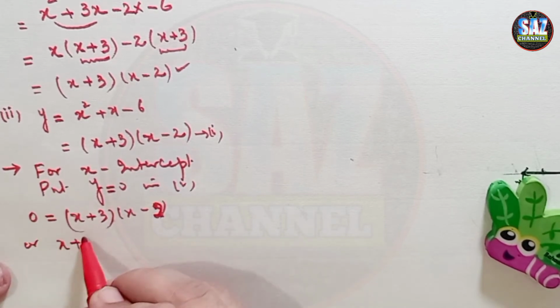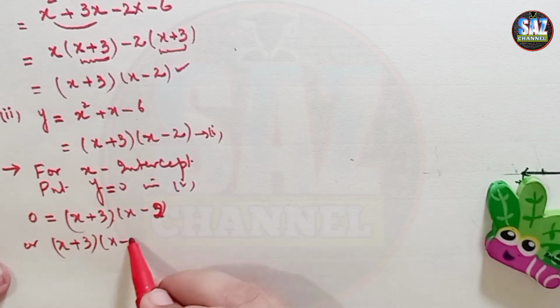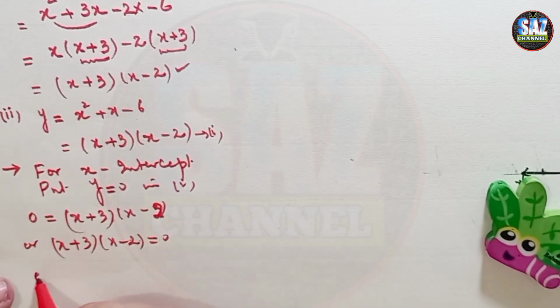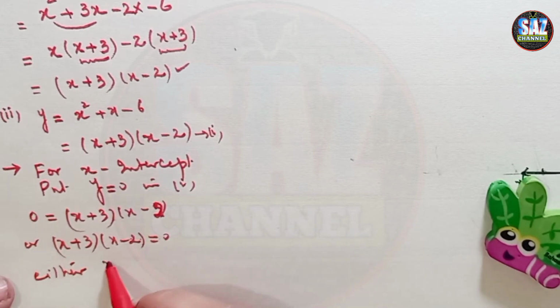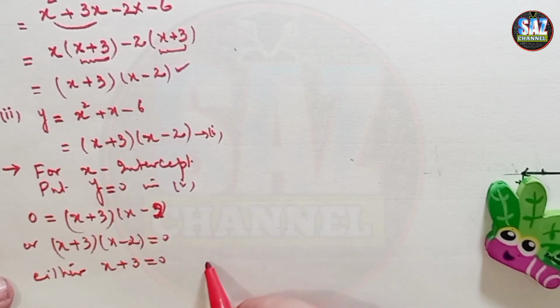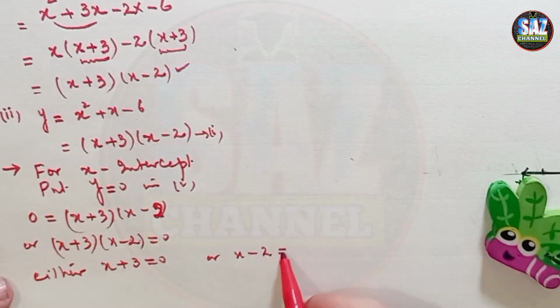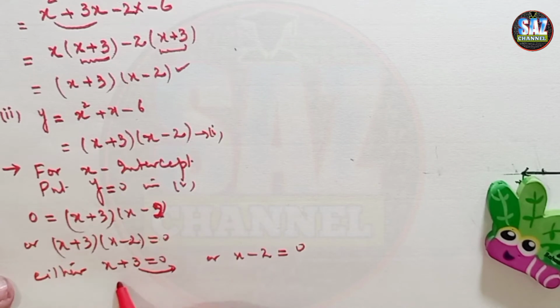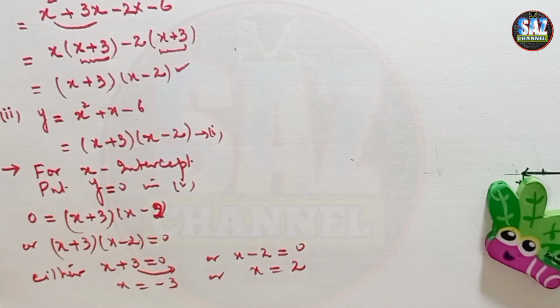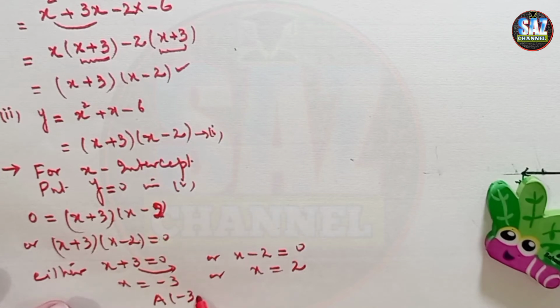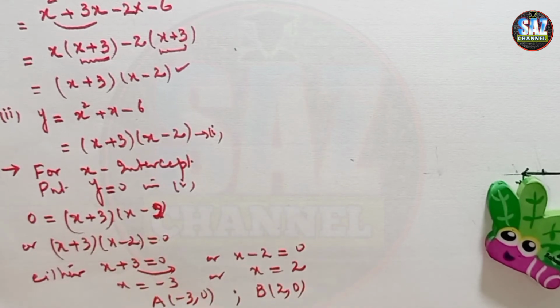Equation can be written in this form: x plus 3 into x minus 2 equals to 0. Either x plus 3 equals to 0 or x minus 2 equals to 0. This will give me x equals to minus 3 or x equals to positive 2. So the x-intercepts, or the 2 points that we are getting, are A is minus 3 with 0 and B is 2 with 0. I hope, students, you are clear about this step, that x-intercepts are done.